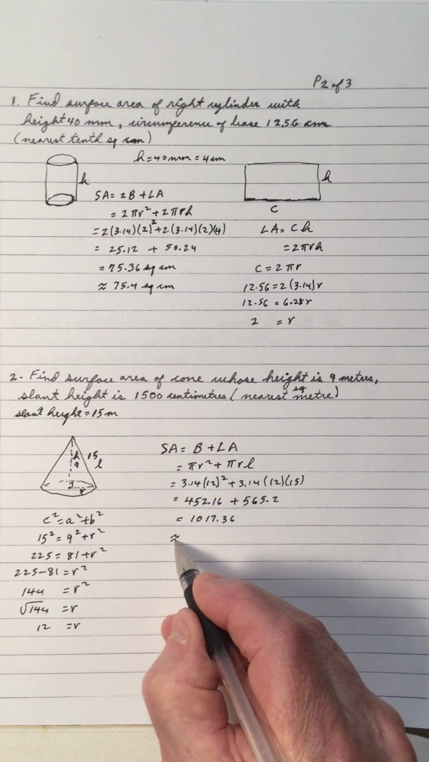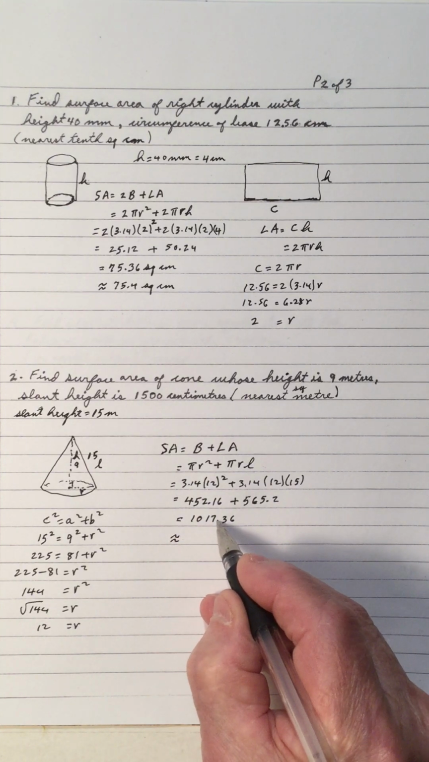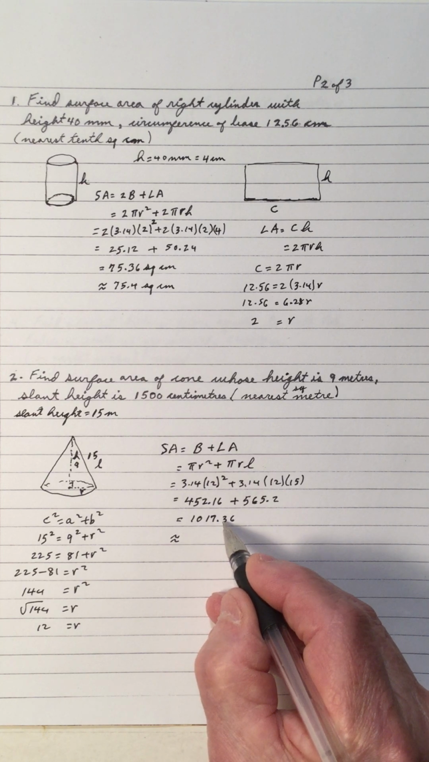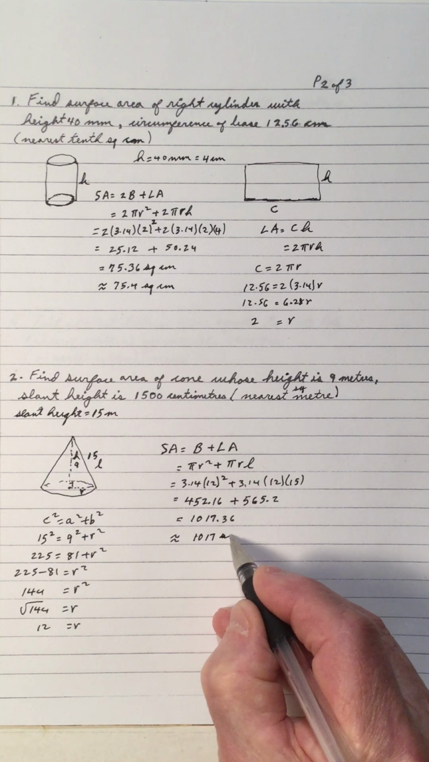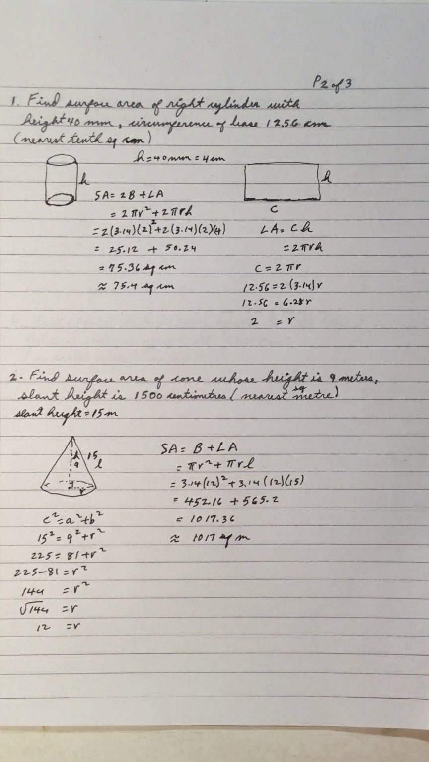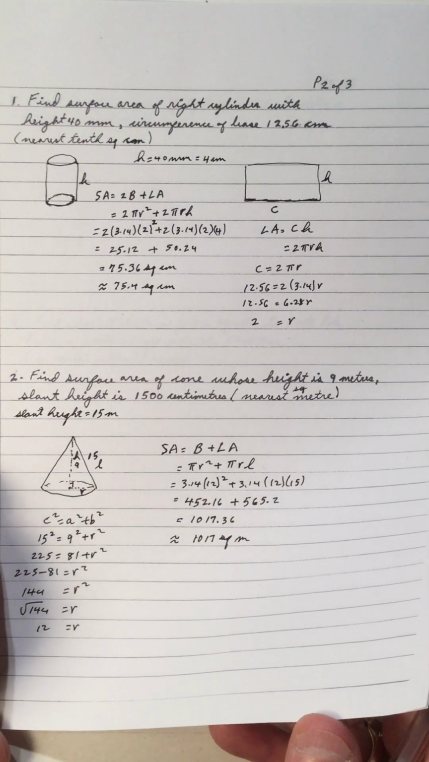And we want to write to the nearest meter. So that's approximately, so the nearest meter, this is meters here, units. This is less than 5, so we leave it as 1,017, and it's square meters. Okay, let's do some more.